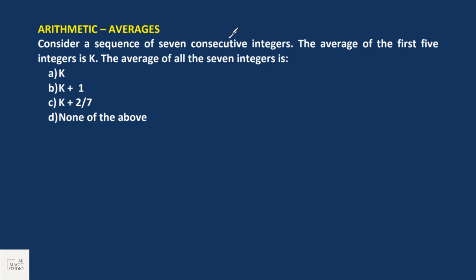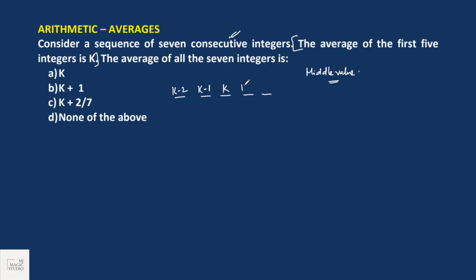Now whenever we have these consecutive integers, we know that average is nothing but the middle value. If we use this, we can find this answer in no time. First of all, average of the first 5 is k. This is 1, 2, 3, 4, 5. Average of these 5 consecutive numbers is k. That means the middle one, the third position from left or right, should be k. Now since these are consecutive integers, this value should be k minus 1.